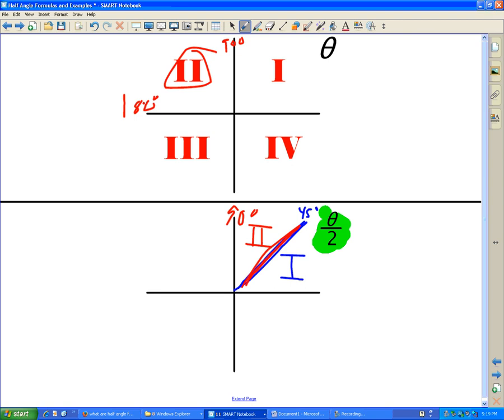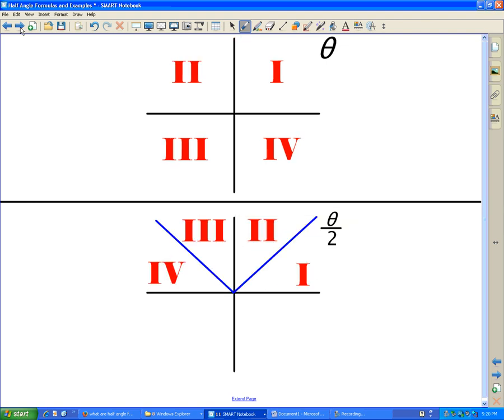And if we continue doing that, what we would realize is that anybody in quadrant 3 would be between 90 and 135 degrees. So your half angles would be here, and anybody in quadrant 4, which would be between 270 and 360, divided by 2 would be 135 and 180. So this would be your quadrant 4. So you end up with a picture that looks like this. Now this is only for one full rotation.